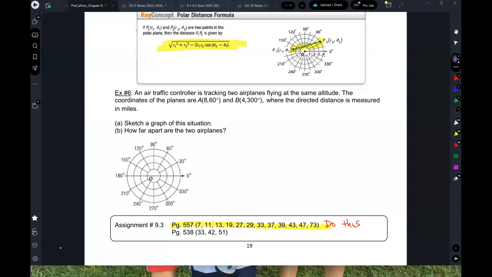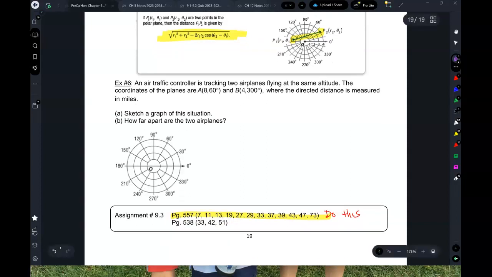So an air traffic controller is tracking 2 airplanes flying at the same altitude. The coordinates of the planes are (8, 60) and (4, 300), where the directed distance is measured in miles. Sketch the graph of this situation. So you have (8, 60). So if I make each of these 2, that's plane A. Plane B is at (4, 300) here.